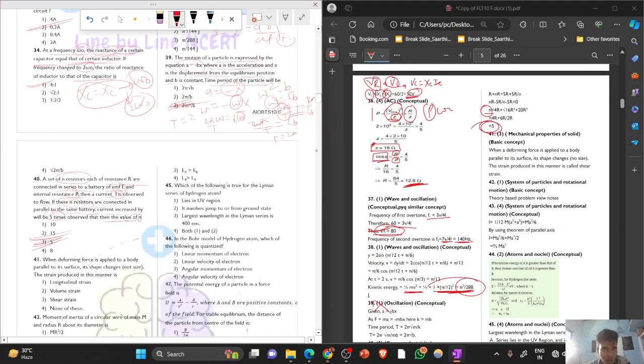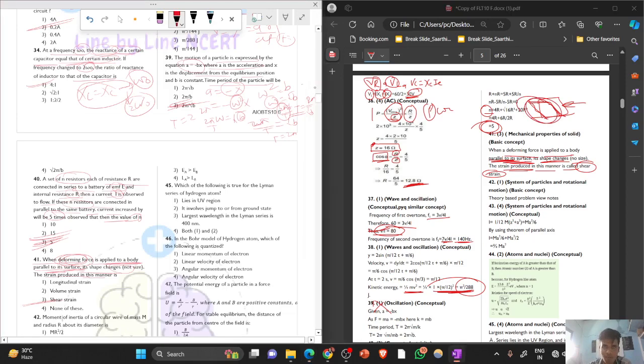Now moving ahead, when a deforming force is applied to a body parallel to its surface, its shape changes, not size. It's asking about the strain produced. It's simply shear strain. As you can see in the explanation, when a deforming force is applied to a body parallel to its surface, the shape changes. The strain produced in this manner is called shear stress or tangential stress. Size doesn't change, shape changes. Size will remain the same, but shape changes.